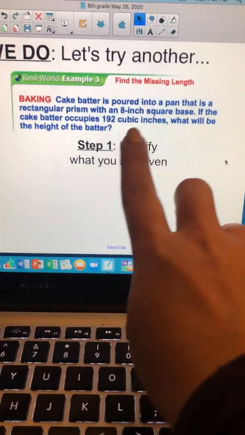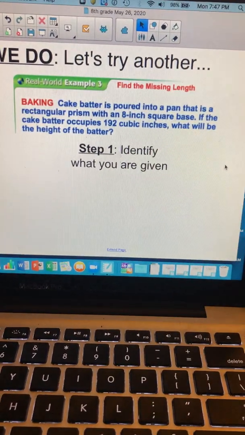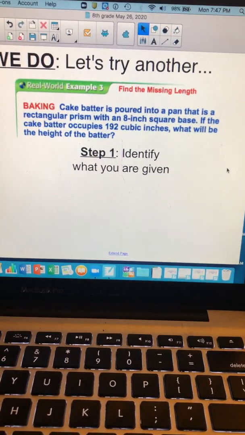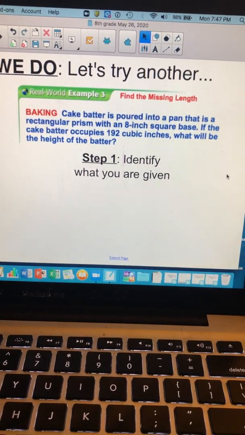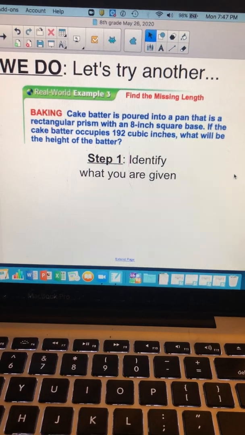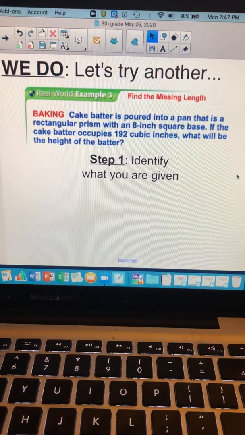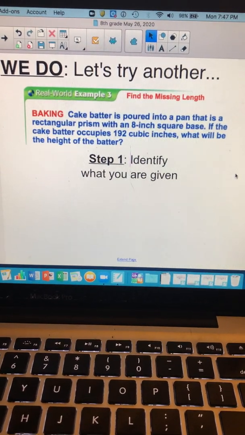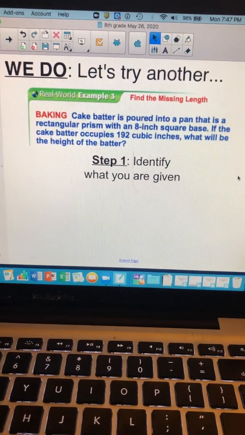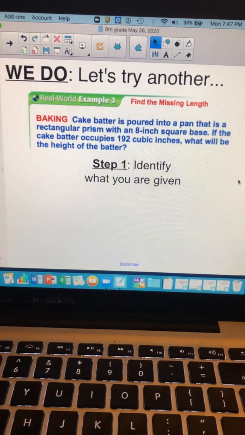We are told that it's an 8-inch square base. So that makes me think, well, what do I know about a square? A square has 4 equal sides. So if it's an 8-inch square base, then the length and the width would be equal, since it's a square base. So they would both be 8, right?